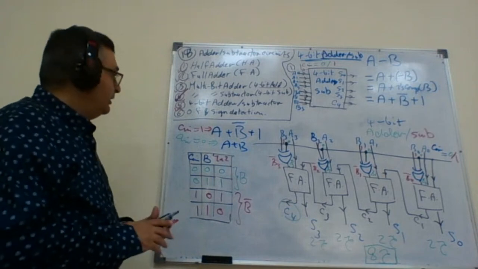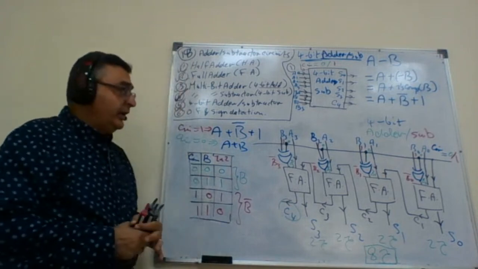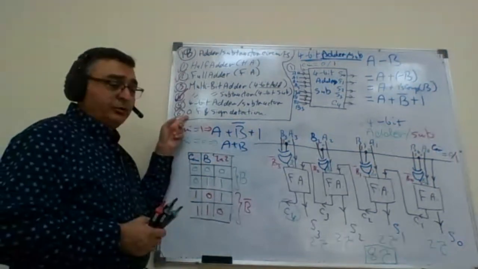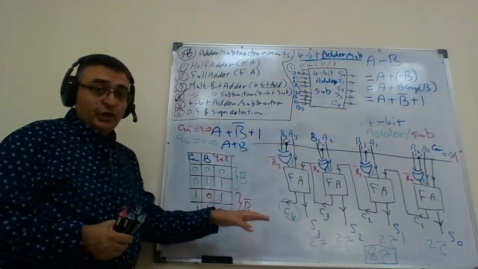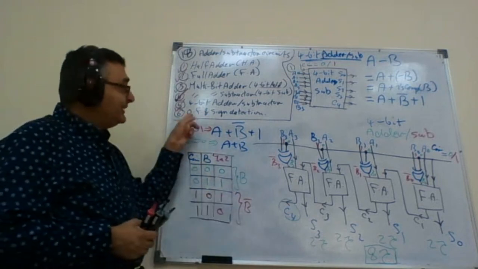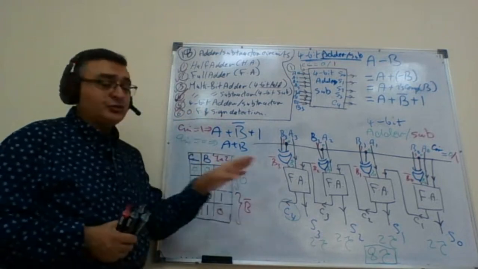I think this is enough. I just want you, as homework, to think about how I can modify this circuit in order to detect the overflow case, if this adder is used for signed 2's complement.